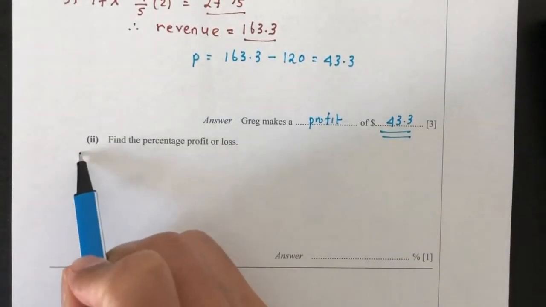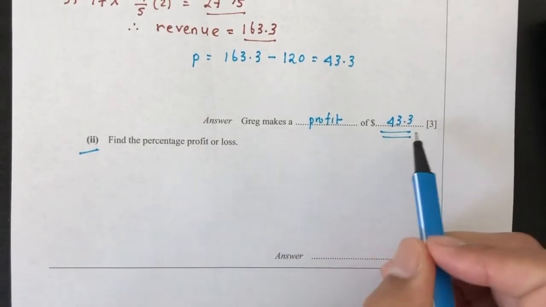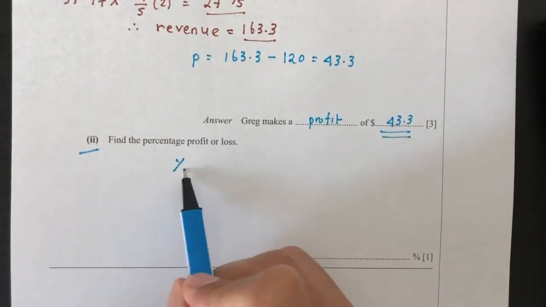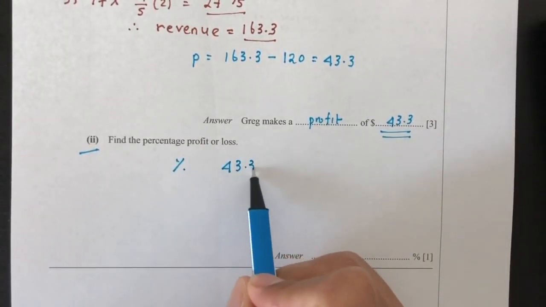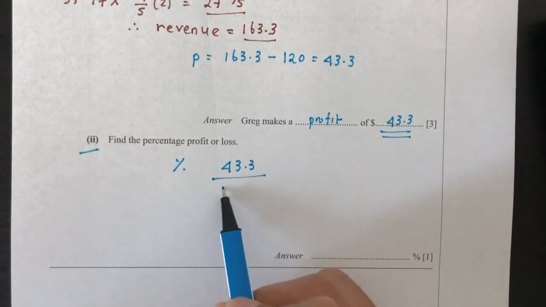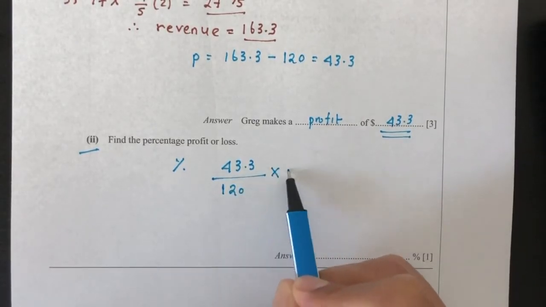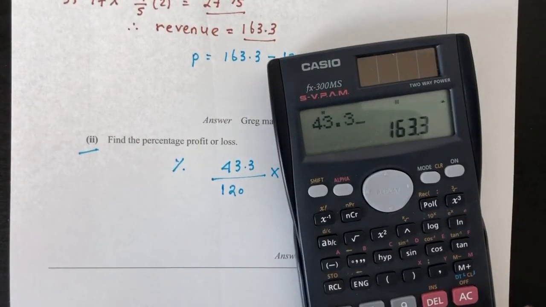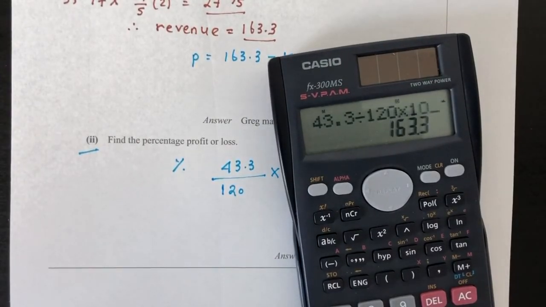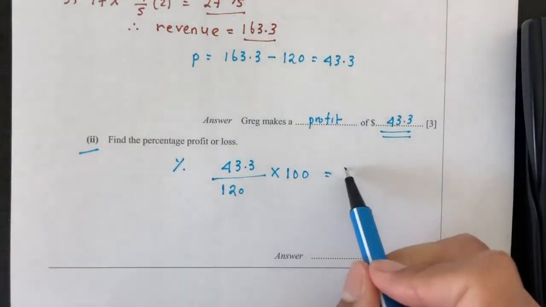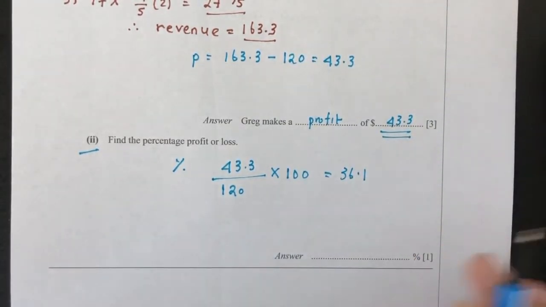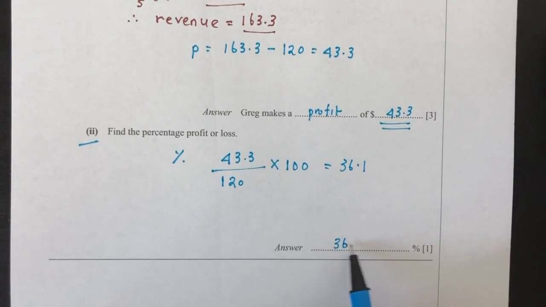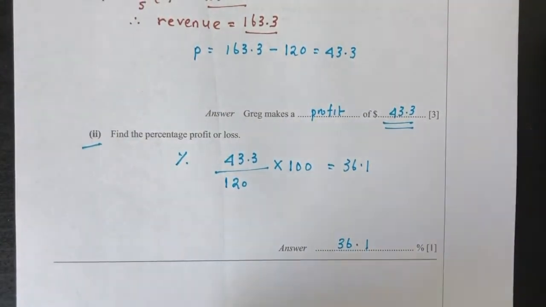Now part 2 is calculate the percentage profit or loss. So he made a profit. Percentage profit will be 43.3 over the initial cost. That will be 120, times 100 for the percentage. So 43.3 divided by 120 times 100. That should be 36.1%. That is your answer for part B.